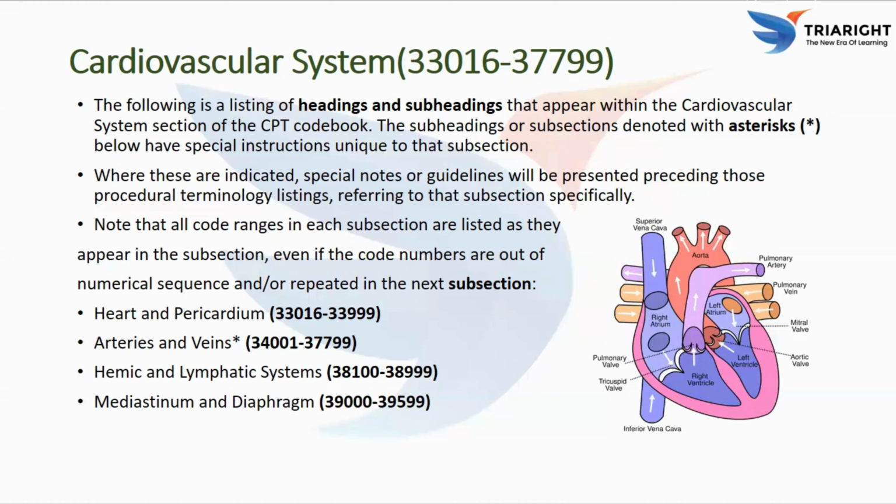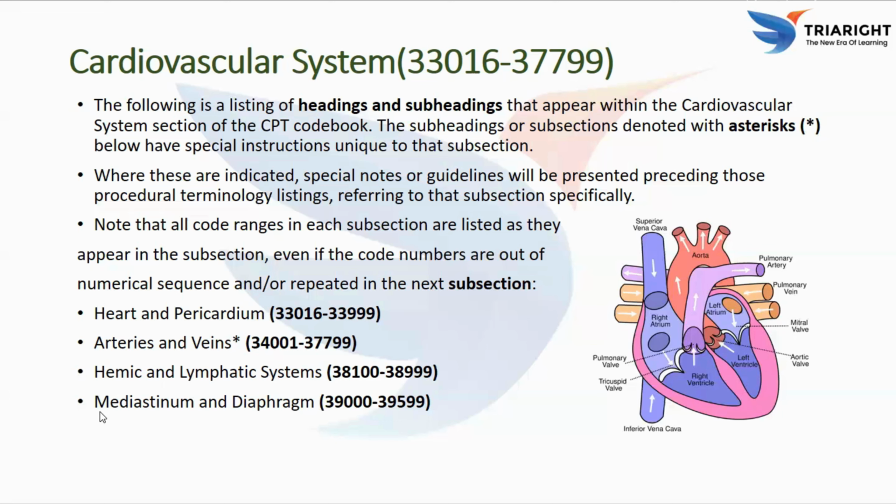And why does CPT do this? Because CPT groups codes by anatomy and procedure type, not strictly by number order. So you may see a code range repeated, or a higher code number appearing before a lower one. This is very normal and intentional.